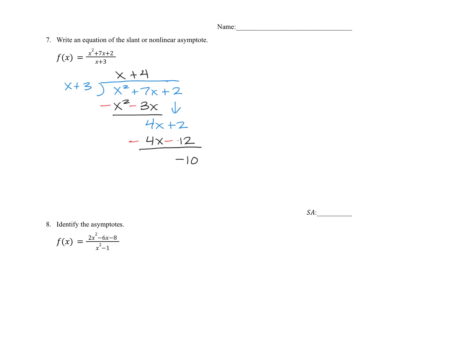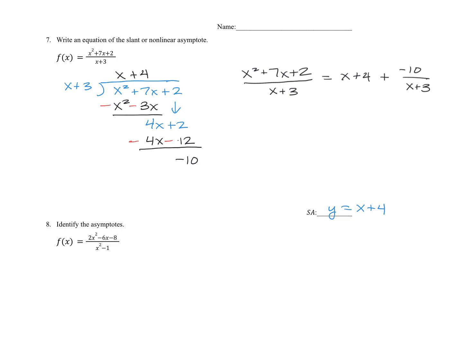So the slant asymptote is y equals x plus 4. And what that means is as you graph to the far left and the far right, it approaches the line y equals x plus 4. In a more abstract sense, the idea is that (x squared plus 7x plus 2) over (x minus 3) is equal to the quotient x plus 4 plus our remainder, negative 10, over x minus 3.